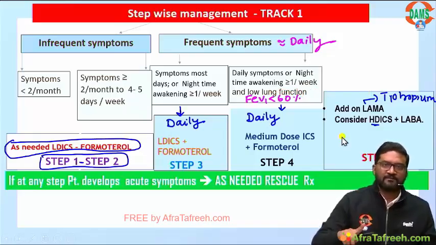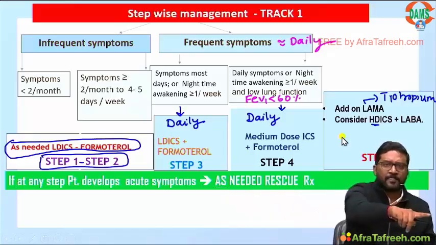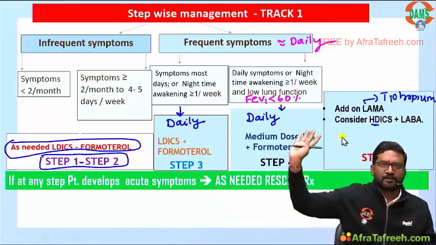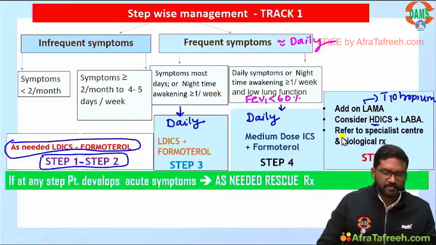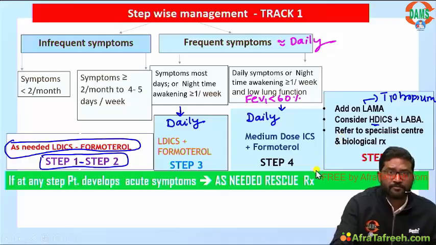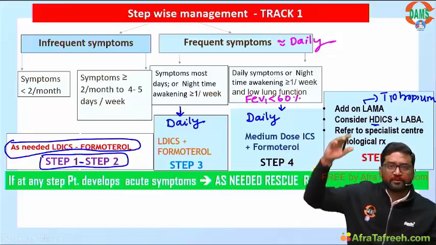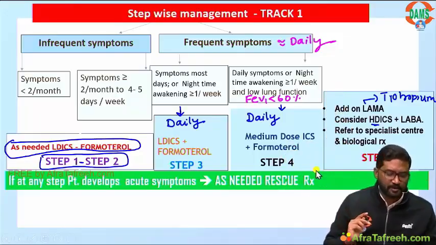So in an emergency, give SABA, salbutamol, in the emergency department. In the community, you can give budesonide with formoterol. Okay. Then coming to referral to a specialist center, if still not improving, you can consider biologic treatment. So biologic treatments are all those costly antibodies.